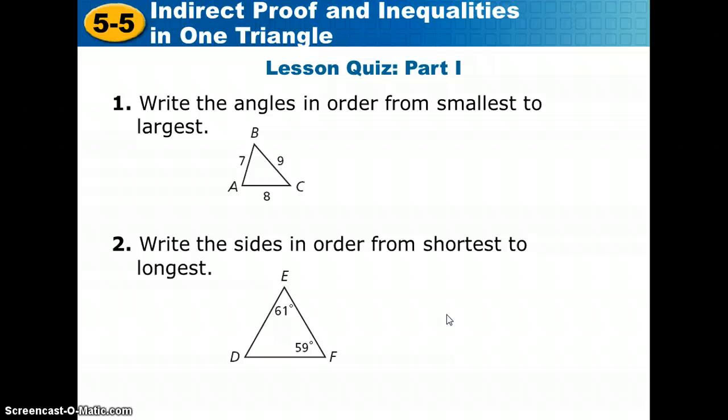Okay, if you've had a chance to work these out and have clicked play, you are ready to see what the answers are. The order of angles in order from smallest to largest is C, then B, then A. For number 2, the sides in order from shortest to longest are DE, EF, and then DF.